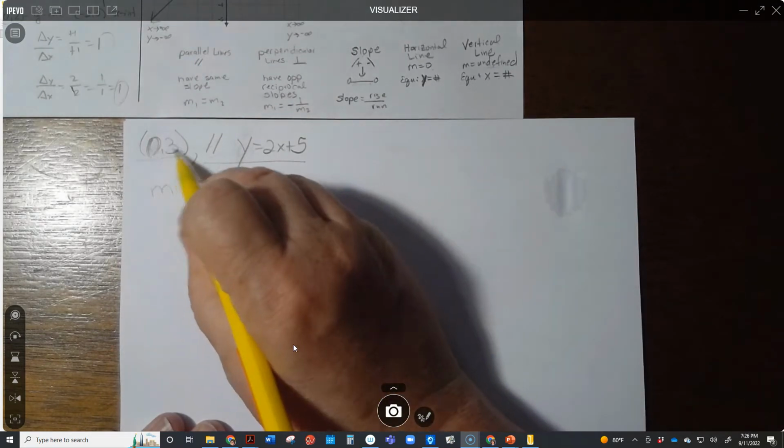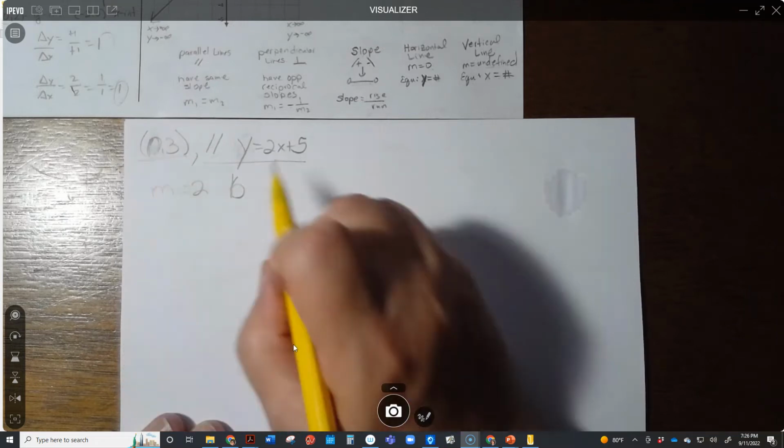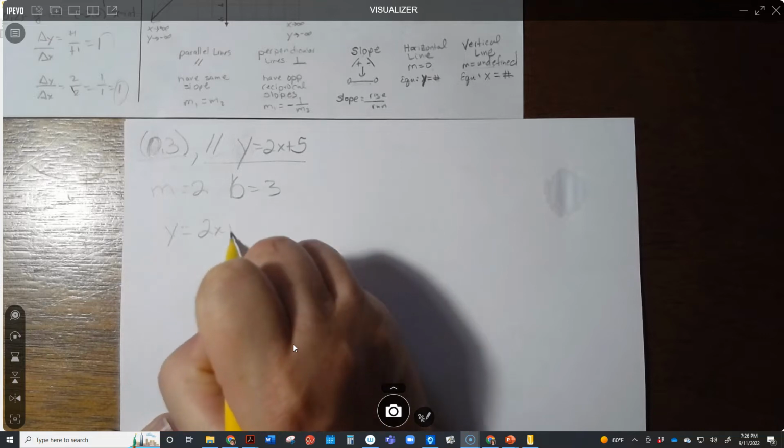And then this is the y-intercept. How do you know it's the y-intercept? Because the x value is 0. So you simply have y equals 2x plus 3.